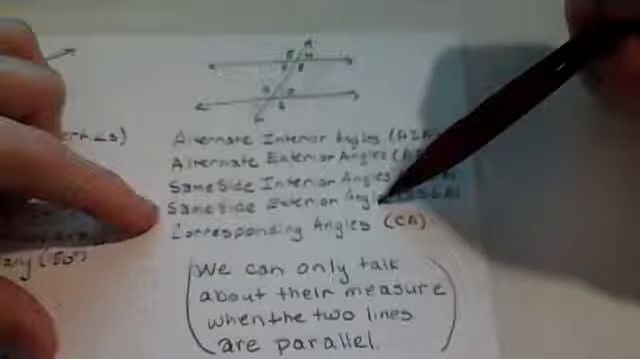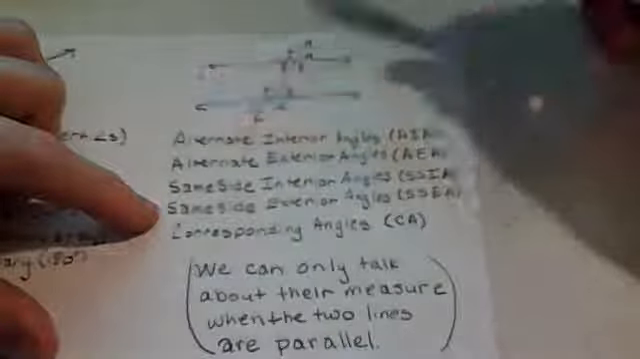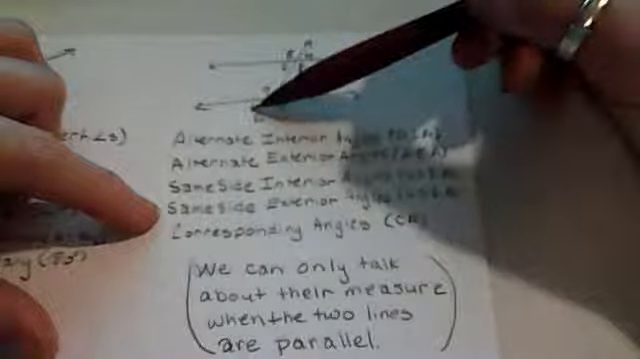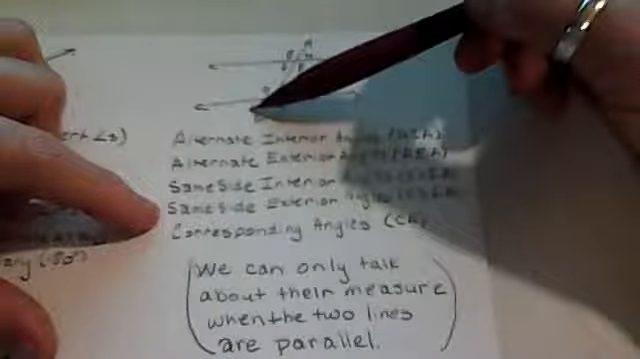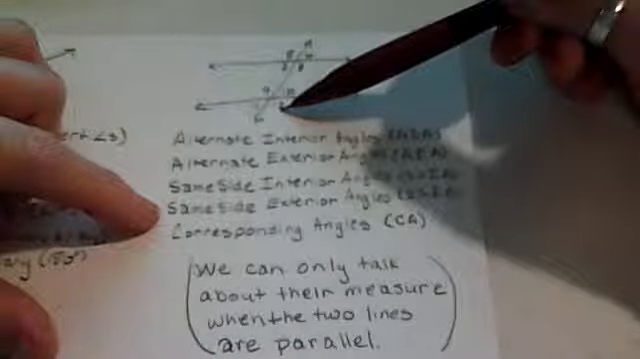Same side exterior angles. They're same side of the transversal, but exterior to the two lines. So angle 5 and angle 11 are same side exterior, and angle 6 and angle 12 are same side exterior angles.